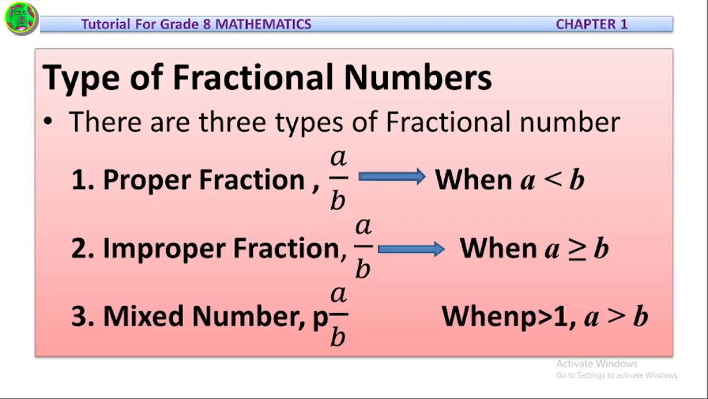The third is the mixed number, written as p a over b. It has a whole part and a fractional part. The value of p must be greater than 1 and the fractional part must be a type of proper fraction, where the value of the numerator is less than the value of the denominator.